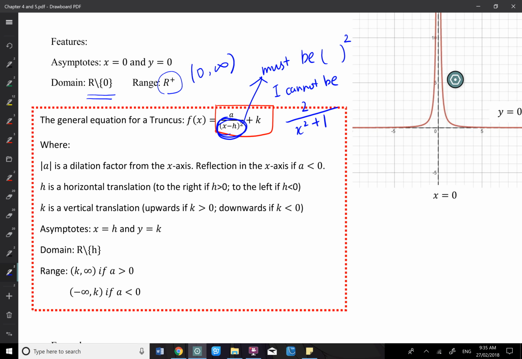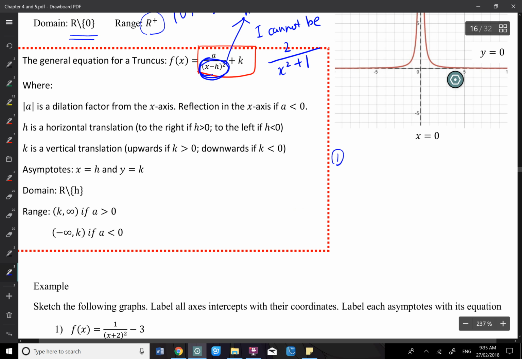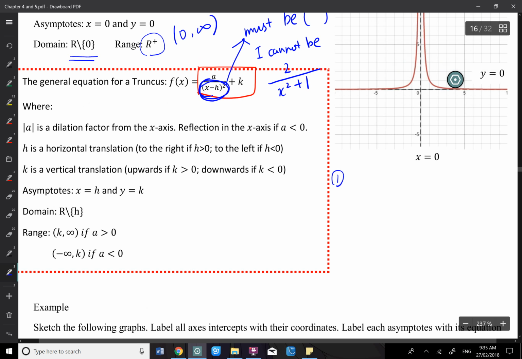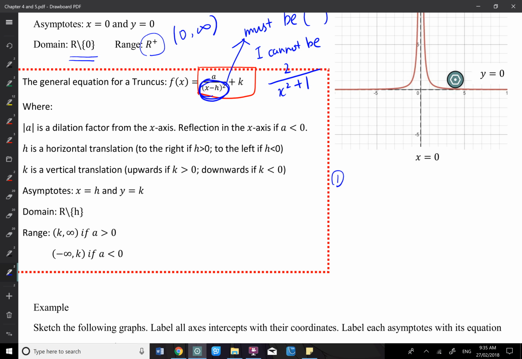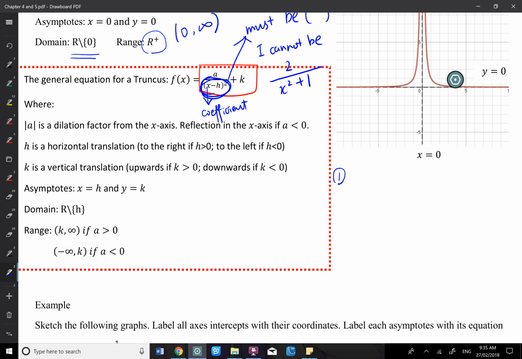Let's have a look at how to sketch this graph. First, we need to find asymptotes. Well, the general form is a over x minus h squared plus k. Well, sometimes there might be what is called a coefficient. There might be a coefficient in front of x. For example, 2x minus 1 squared. That's still a quadratic. Okay, that's still a complete perfect square form.